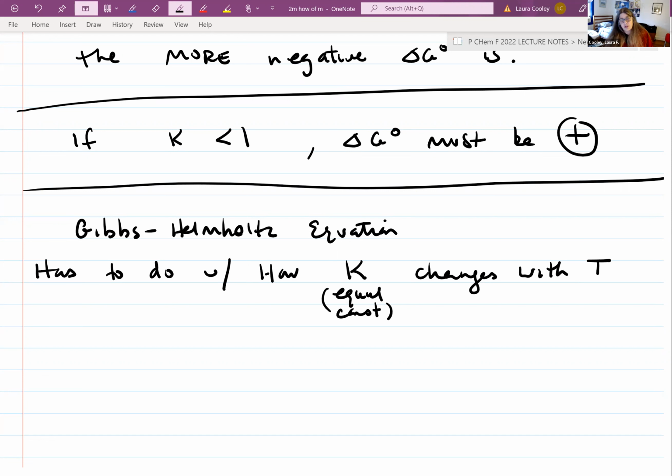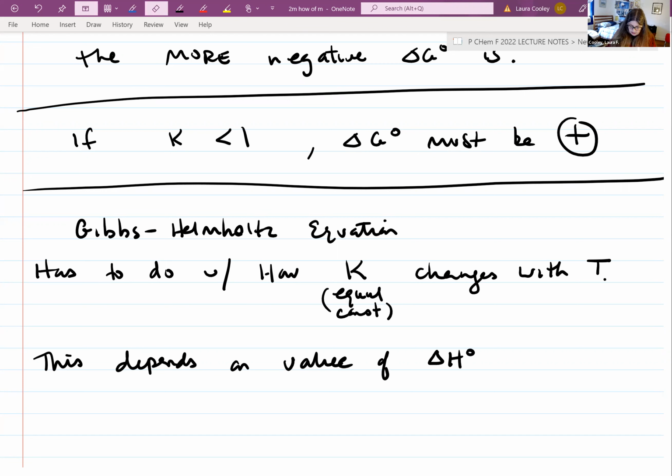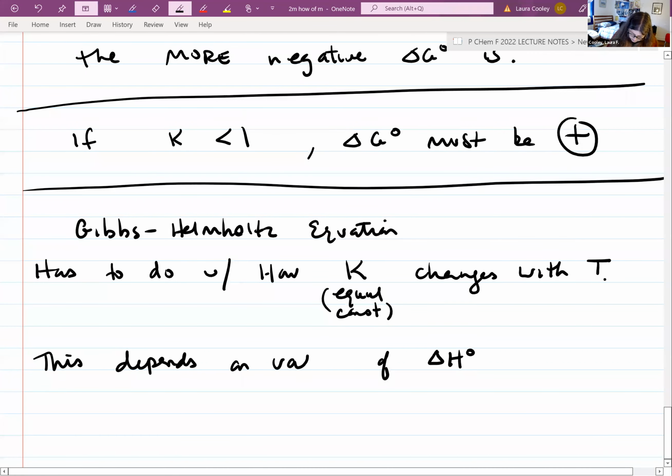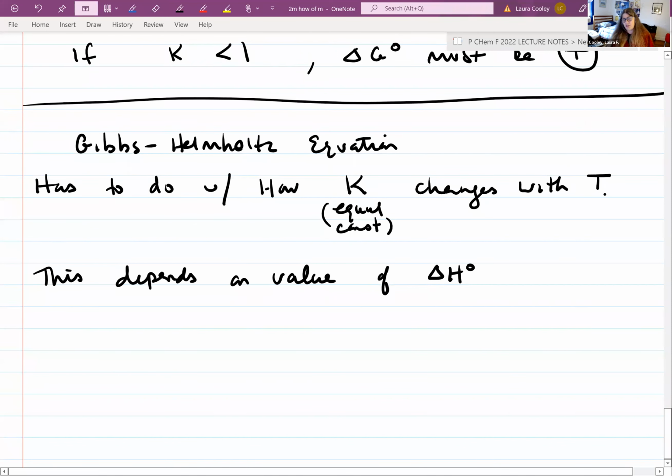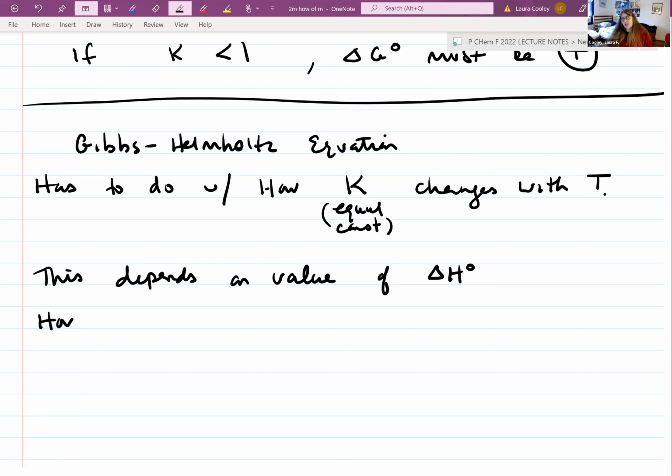Does it increase with temperature? Does it decrease with temperature? And this depends on the value of the change in enthalpy, the delta H. So what I first want to do before I tell you what this equation is, and you've actually used it in problem 3, so it's not going to be a big mystery, is talk about how K should change with temperature when a reaction is exothermic versus endothermic. So that's the first question.